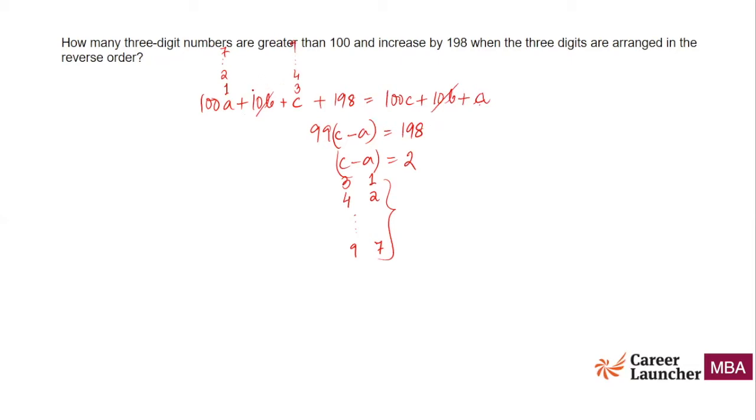While B can take any 10 digits from 0 to 9 when A and C are fixed at 1 and 3. So we have 7 different values for A and C, and for each of the values of A and C, we have 10 different values for B. So there will be a total of 70 numbers.